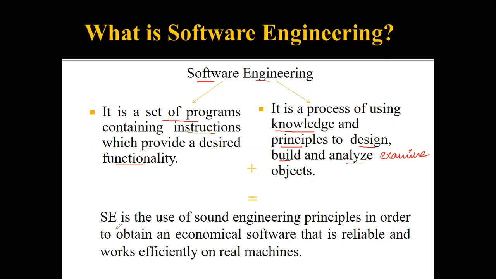Software engineering, SE, is the use of sound engineering principles. From the definition of engineering, we have taken the principles. Why are we following these principles? We are following these principles in order to obtain an economical software. Economical software means it is not costly, it is an inexpensive software, and it is reliable, that it gives you accurate results, and it works efficiently on real machines, that it gives you the best performance. So software engineering is the use of sound engineering principles in order to obtain an economical software that is reliable and works efficiently on real machines.